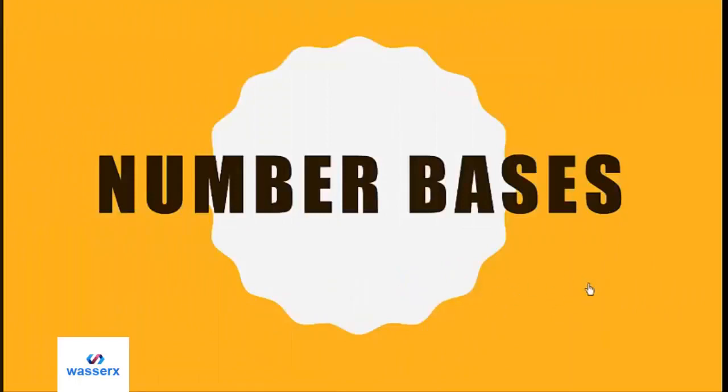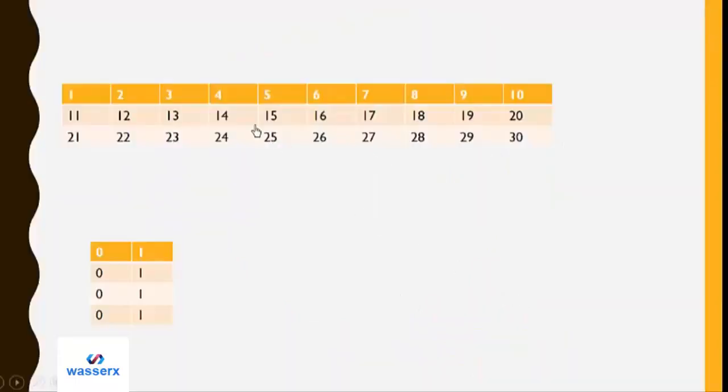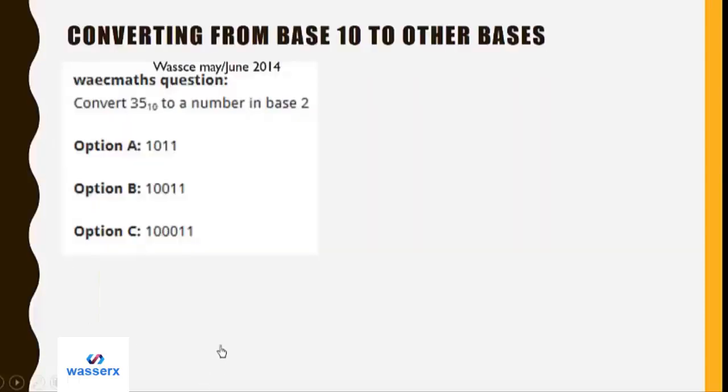Number bases tell us how many different numbers we are using to represent given information. Humans use 10 different numbers to represent information, whilst computers use 2 different numbers, that is zeros and ones. Computers understand this, humans also understand this. Now there's a need for us to convert from one base to the other. Let's look at how we can do that using an example.